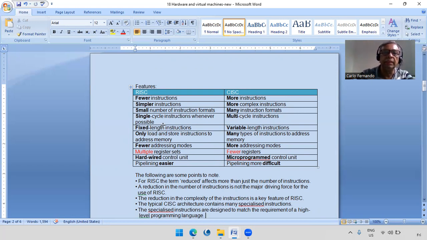Fixed length instruction. The instruction is fixed length. What is the length? Is it millimeters, centimeters? No, the number of bits or bytes. Then here it's variable. So that alone is complex, no? To identify, we don't know the length, variable, it changes. Here, only load and store instructions to address memory. RISC only has load and store instructions to address memory. Whereas in the CISC, many types of instructions to address memory.